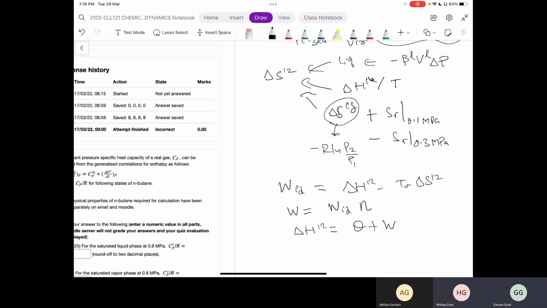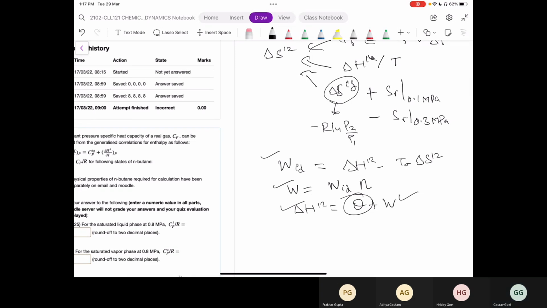All right. So first calculate ideal work, then actual work, then delta H you've already calculated, W you've already calculated, estimate Q, and then you can calculate entropy also. So all of this can be done.